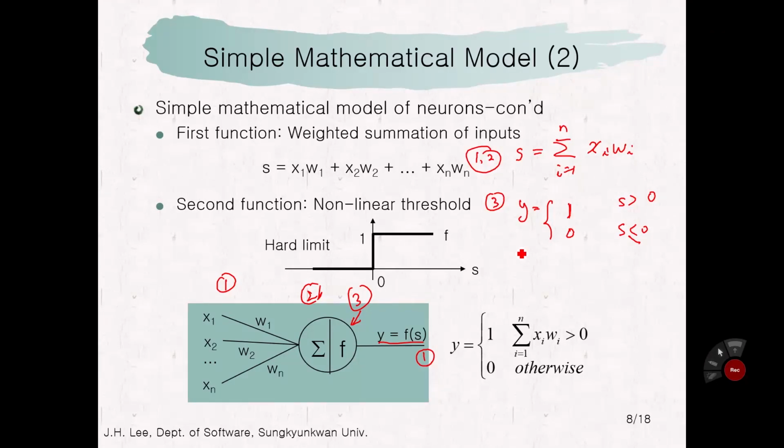Later we will see other types of neurons which can produce a real number. That is a different kind of neuron, but it's okay. Still, the binary neuron can do everything, so don't worry about it. For simplicity, now we will start from the binary neurons. That's the reason, because it is simple.